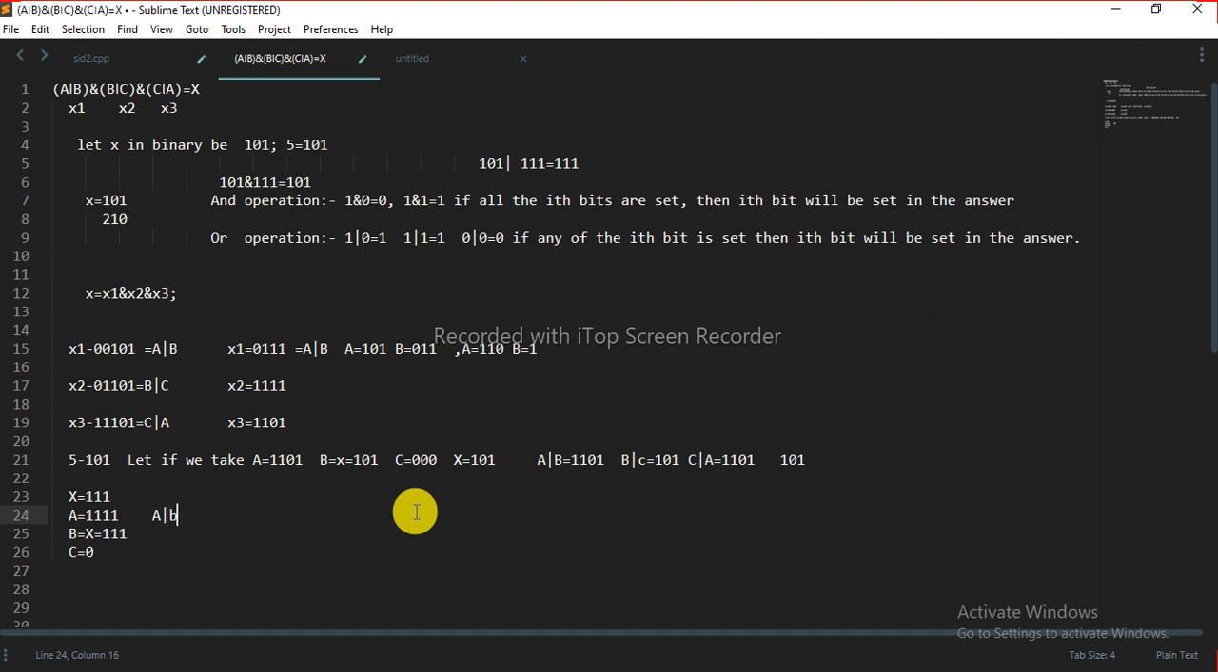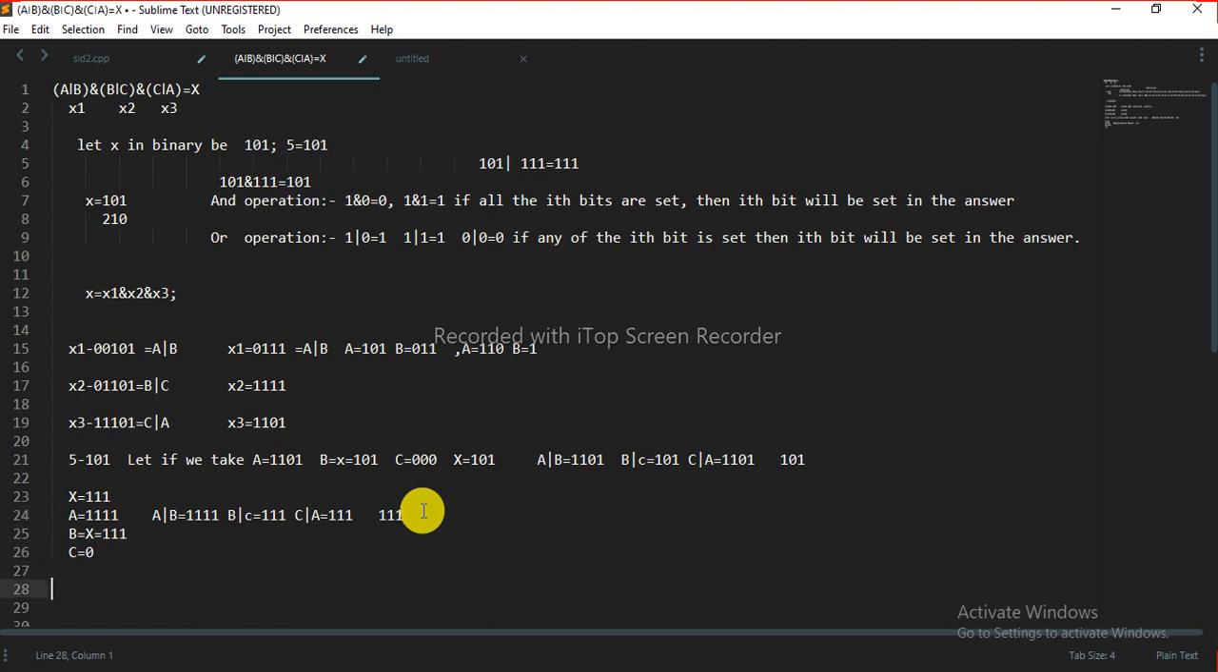So now also, if we do the operation, what will be A or B? A or B will be 4 times 1. B or C is 3 times 1. C or A is 4 times 1. Okay, so we are doing the AND of these. What will we get? We will get 111 only. So now we are getting our answer. We are getting this answer after doing it like this.